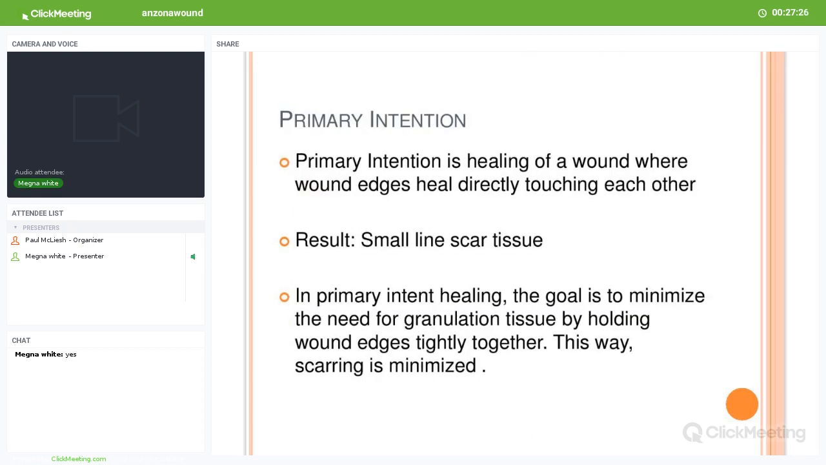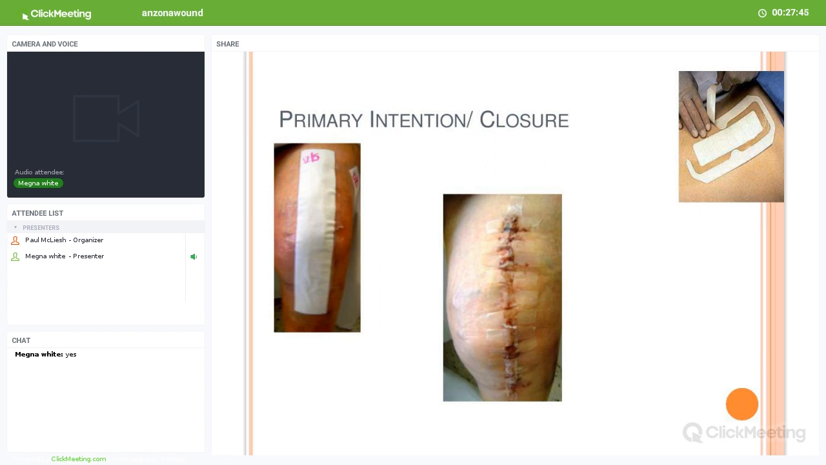When looking at primary intention, it is the healing of a wound where wound edges heal directly and they're touching each other. Again, you get that small line. The goal is to minimize the need for granulation tissue, and this way you hold the wound edges tightly together and scarring is minimized. So here are examples of your primary intention using your Monocryls and some common dressings that we use in our practice. The dressings for these types of wound need to absorb a small amount of anticipated exudate.